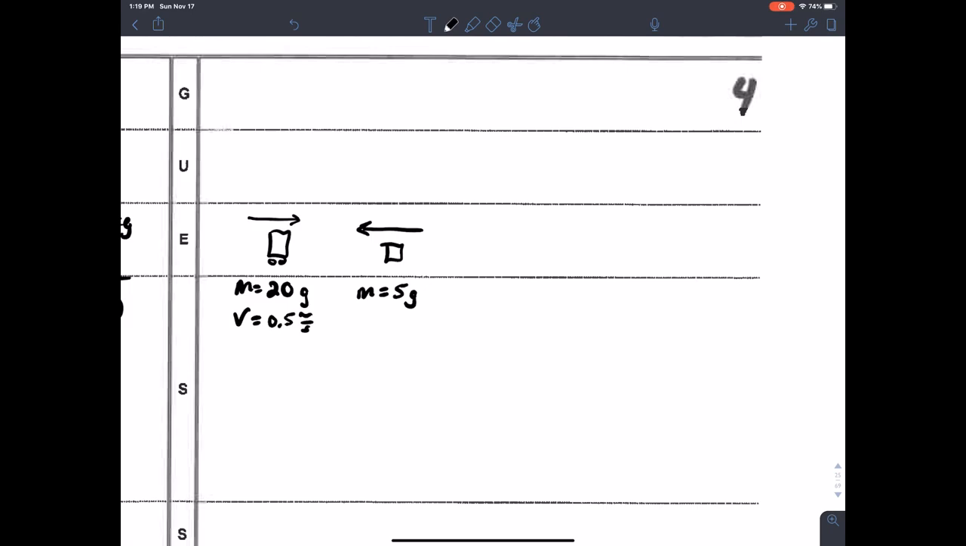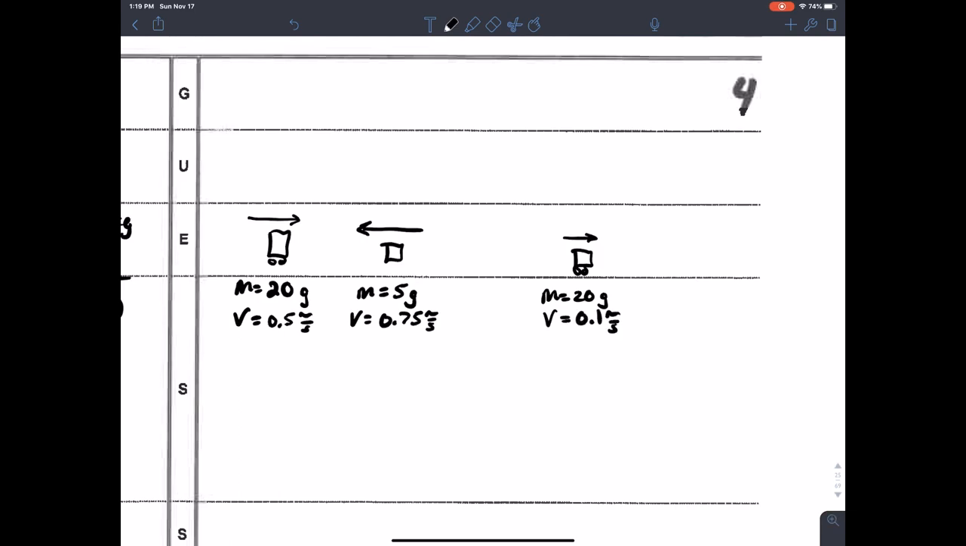And the toy car has a velocity of 0.75 meter per second. It says after the collision, the toy truck continues in the original direction. Okay, so it didn't lose any mass, 20 grams. It's going to continue in the same direction at 0.1 meter per second.